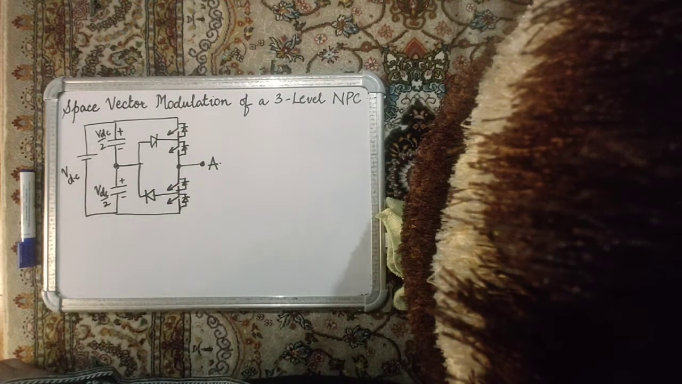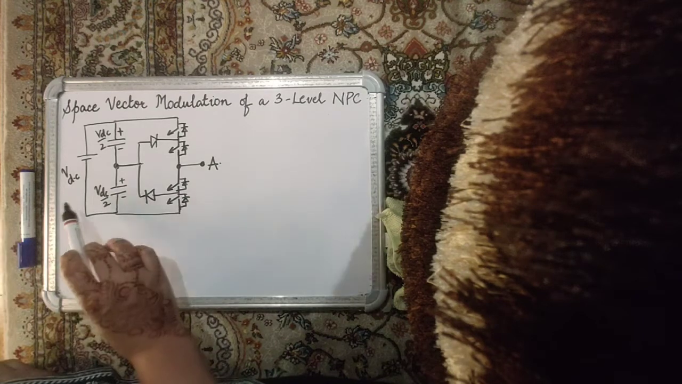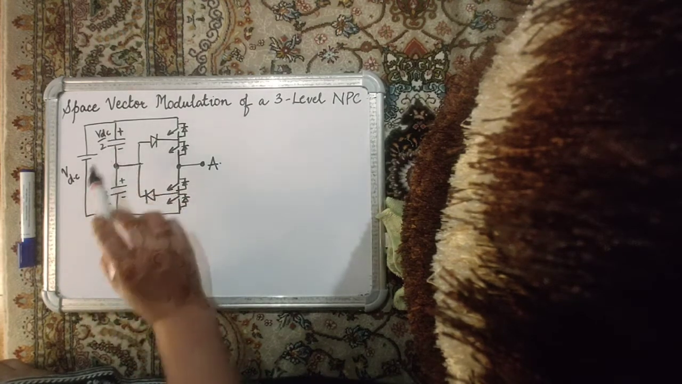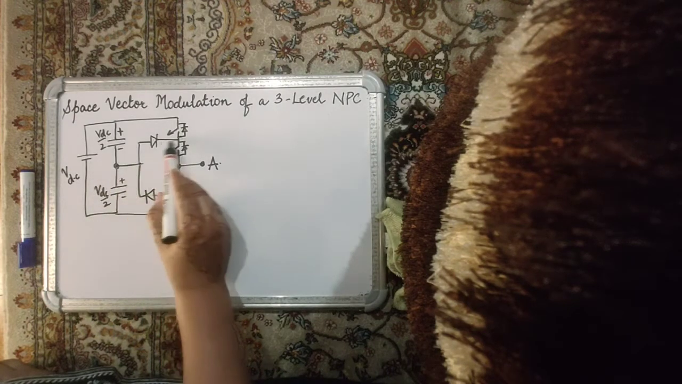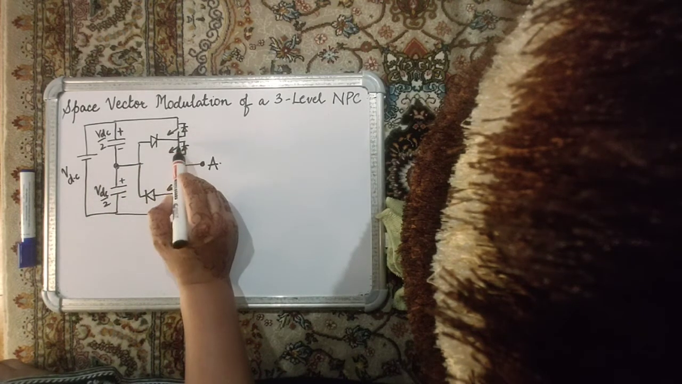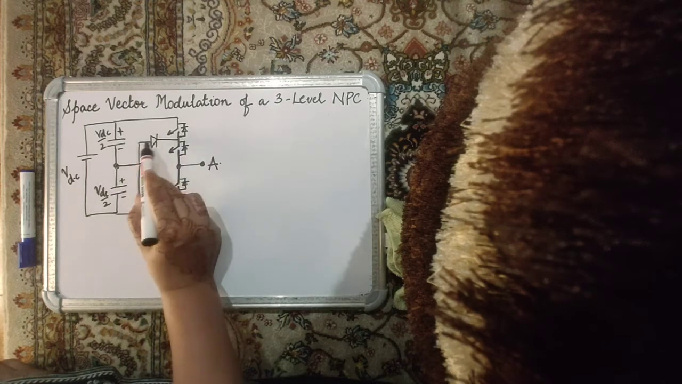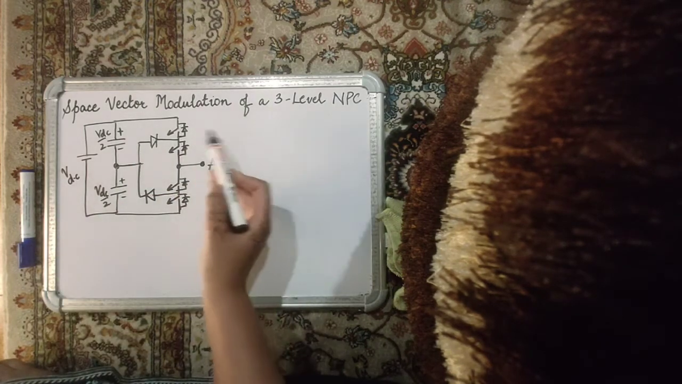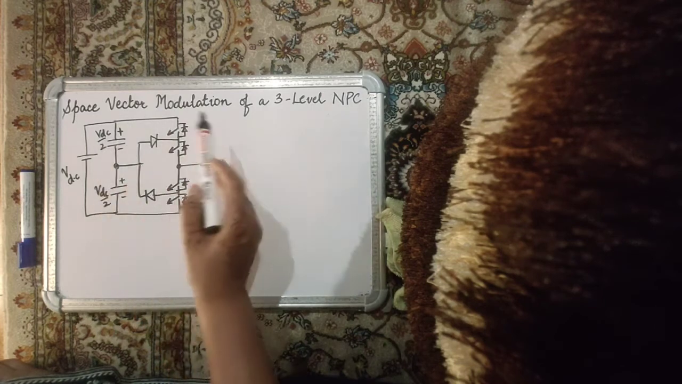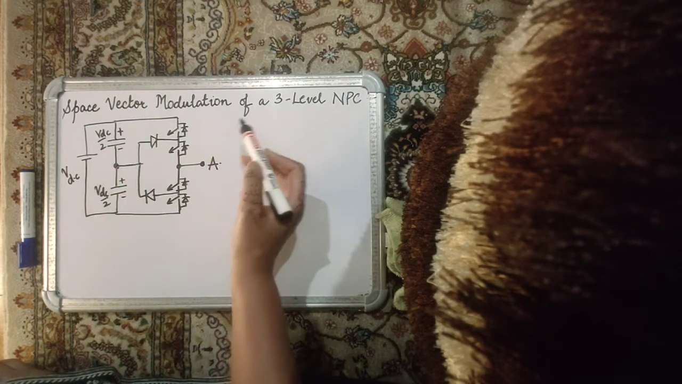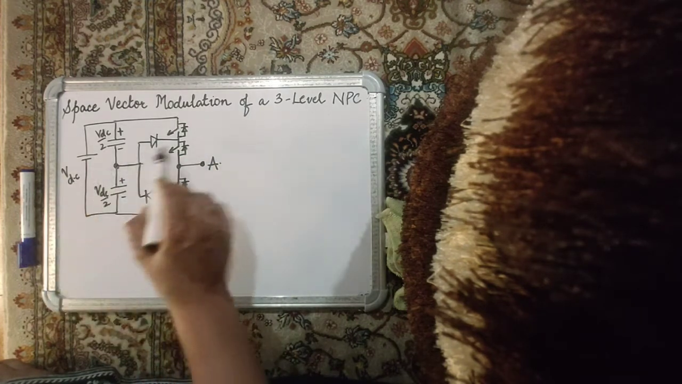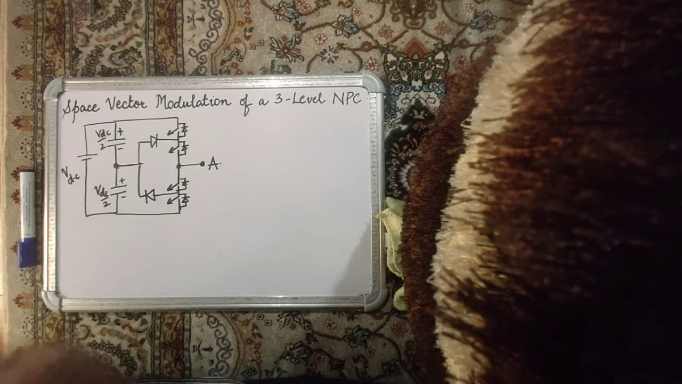We have discussed in the previous lecture that the DC bus is split with the help of two capacitors into equal capacitor voltages, VDC by 2 each, and then the middle point is connected to the middle points of each of the switches through clamping diodes. Each leg is clamped through diodes to this middle point. Similarly, phase B and phase C will also be clamped to the middle point through their respective clamping diodes.